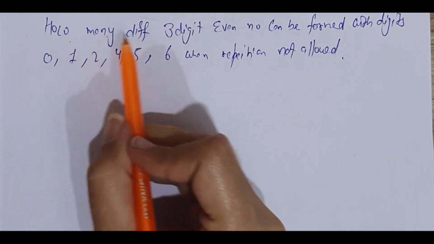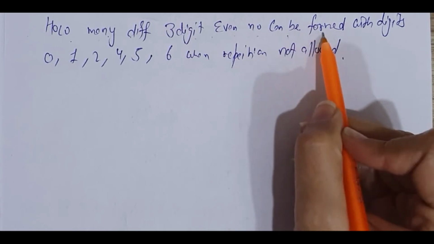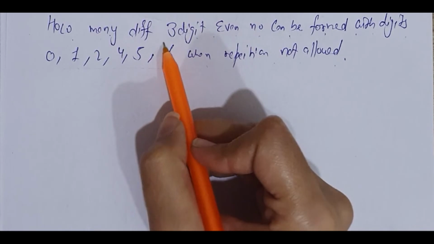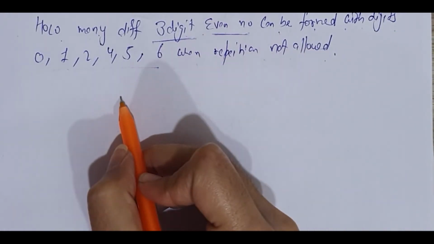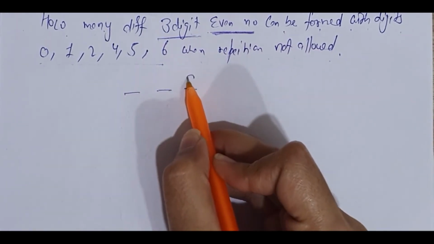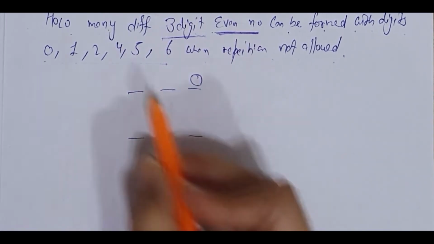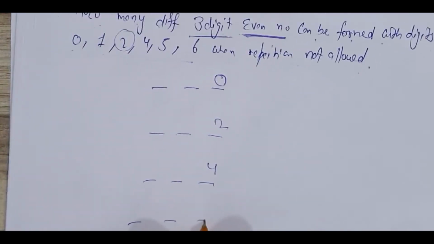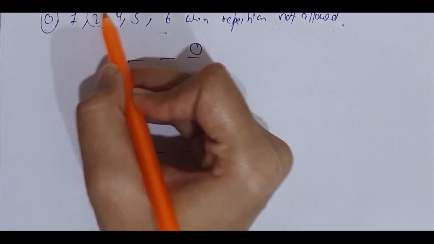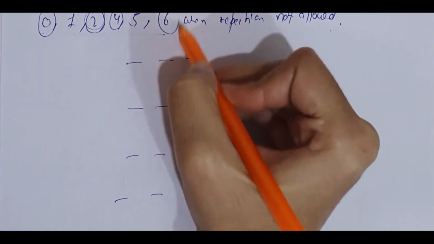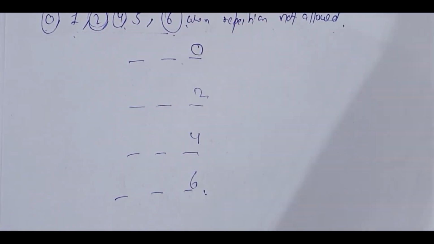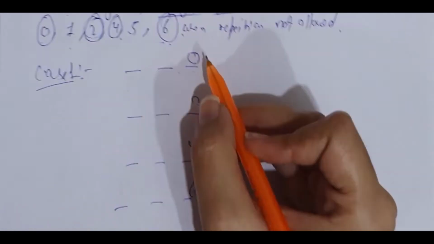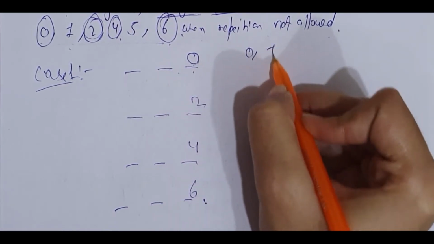Now the question is, how many different 3-digit even numbers can be formed with digits 0 to 6 when repetition is not allowed? 3-digit even number. So if the last place has 0, 2, 4, 6. If the last digit has 0, 2, 4, 6, then only the number can be even. Therefore, this is case 1. Here we fixed 0. Here in the first case, the number is this.